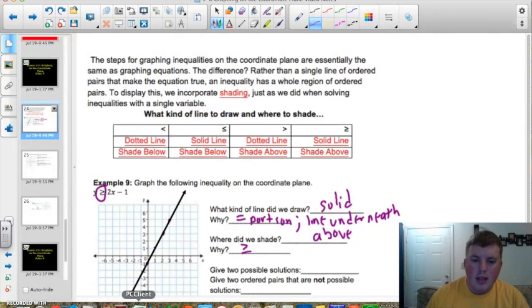If you were looking at this like it was a hill, you want to shade everything that goes above the hill, above the ground.